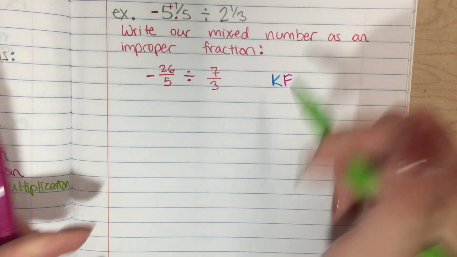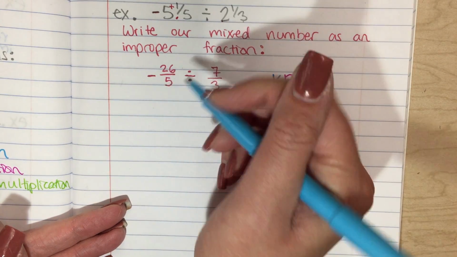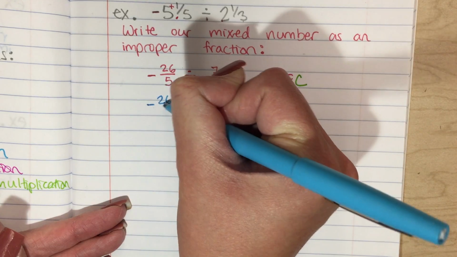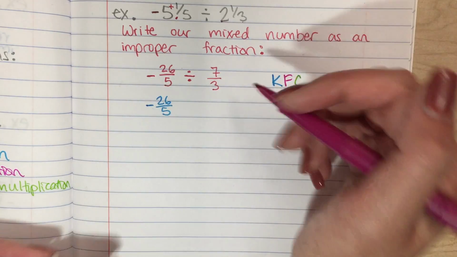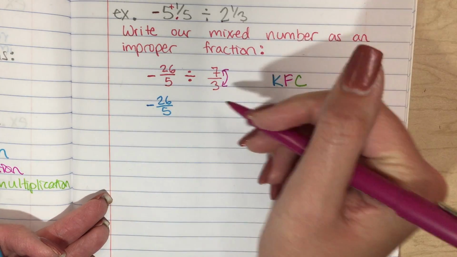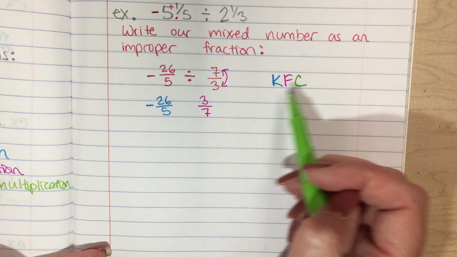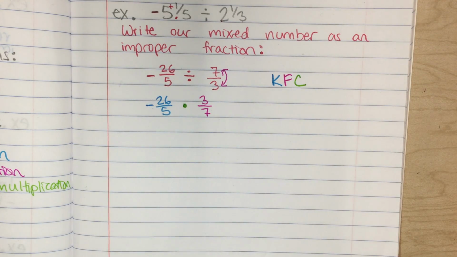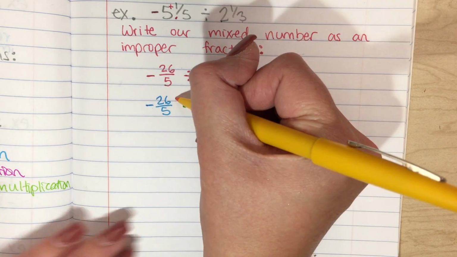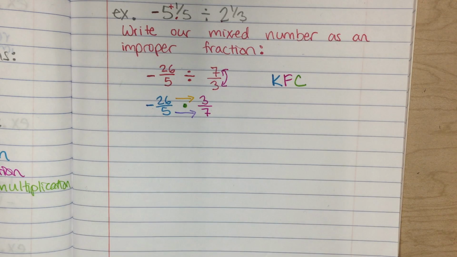Keep, flip, change. So I want to keep the first number. Negative 26 over 5 stays as negative 26 over 5. I want to flip the second number, right? So 7/3 becomes 3 over 7. And then my C, I want to change the division into multiplication. Now, how do I multiply fractions? I multiply across. I multiply 26 times 3, and I multiply 5 times 7.